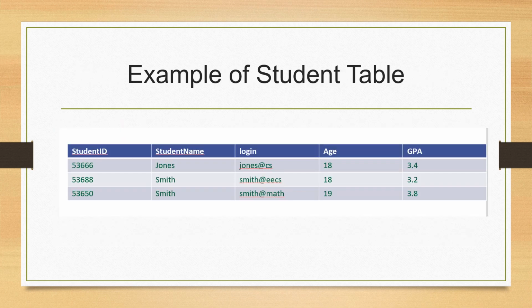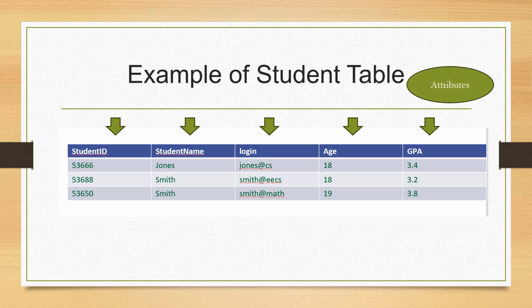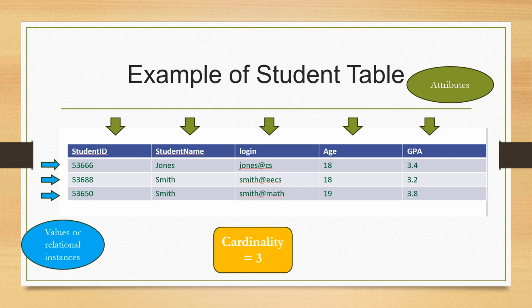Looking at this example of a student table, let us identify some of these terms. The columns listed here, such as student ID, student name, login, age, and GPA, refer to attributes. The data inputted into the rows refer to values, records, or relational instances. Cardinality refers to the number of rows, in this case it would be 3, and degree refers to the number of columns, in this case it would be 5.